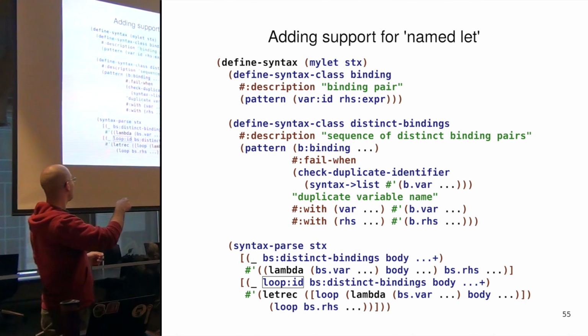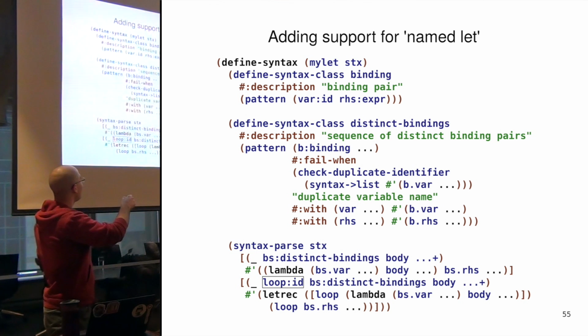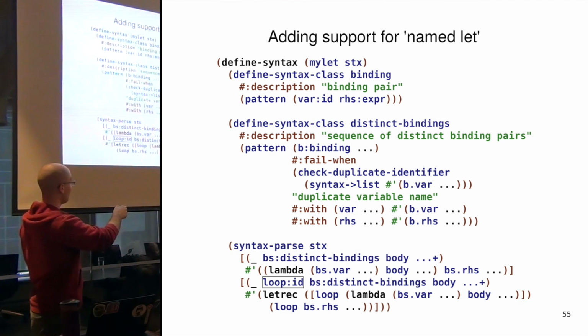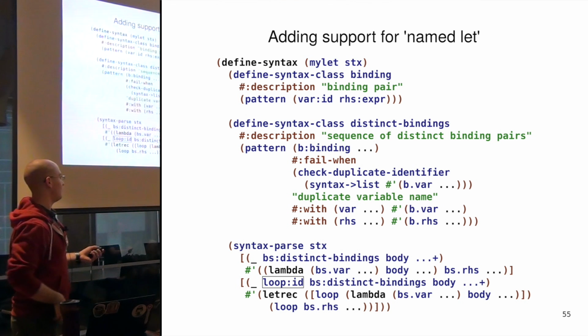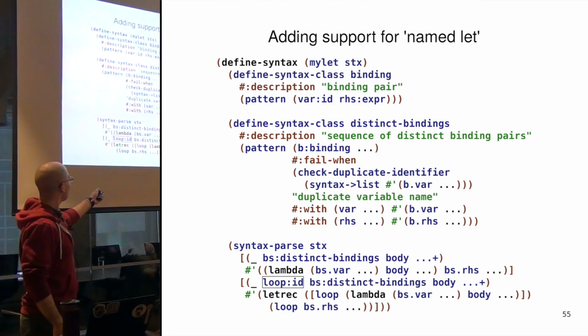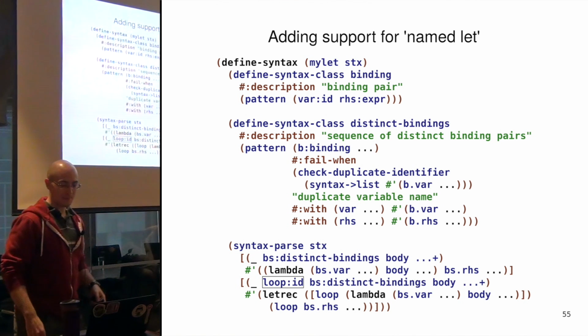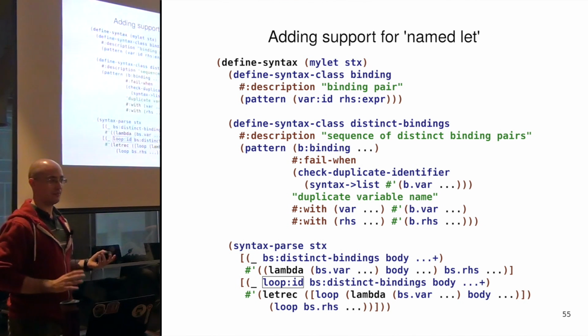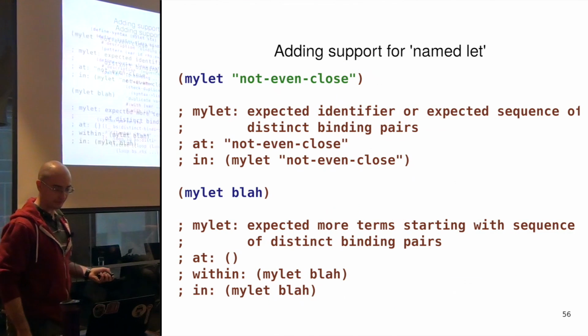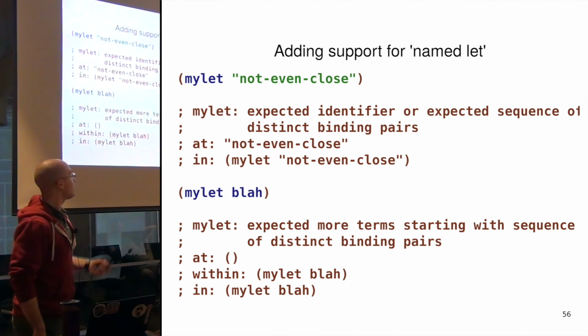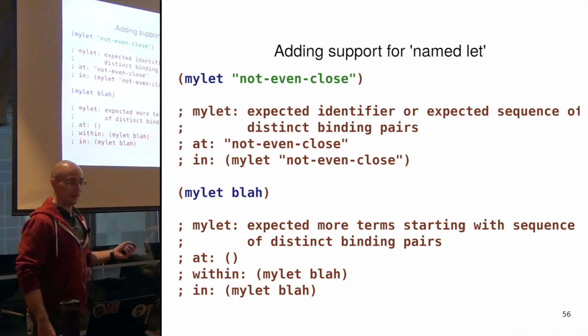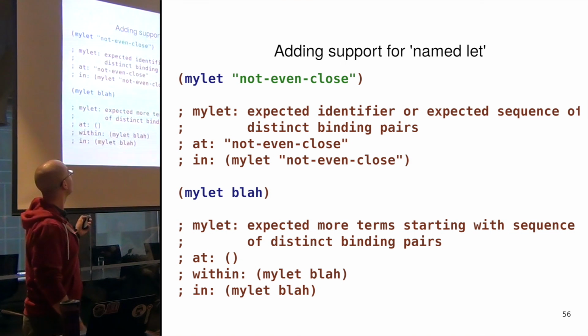And this will give you sort of easy recursion in your let expressions. So what we just do is we add this new pattern and we say, oh, we can also expect the second term to be an identifier. And then we have our distinct bindings. And then we have a series of body expressions. And we have slightly different expansion for that. And now we have named lets with our macros. And our error messages also get better when we have more patterns.